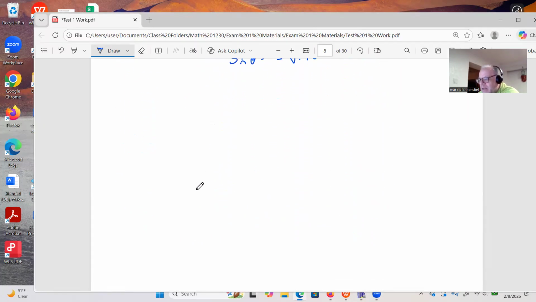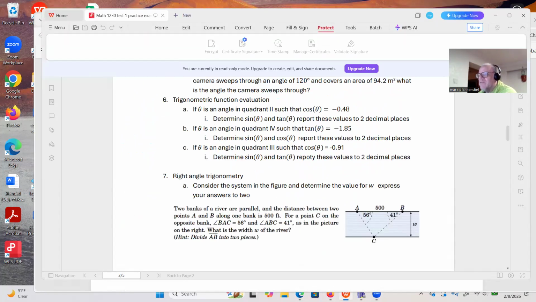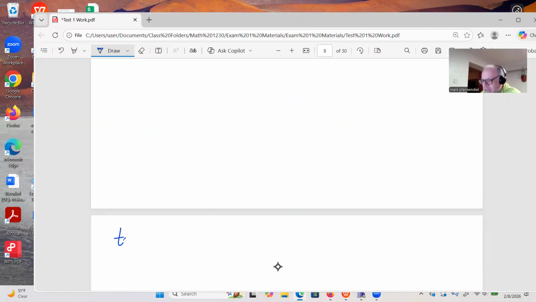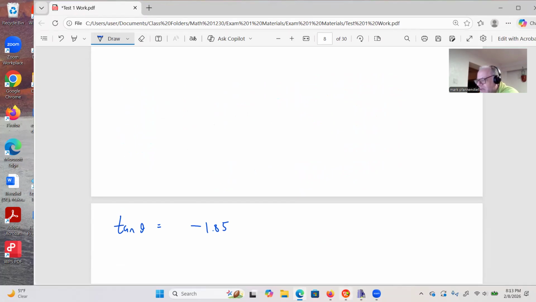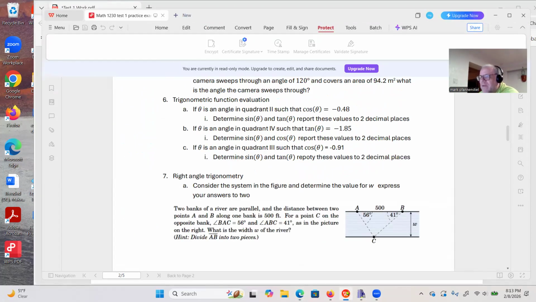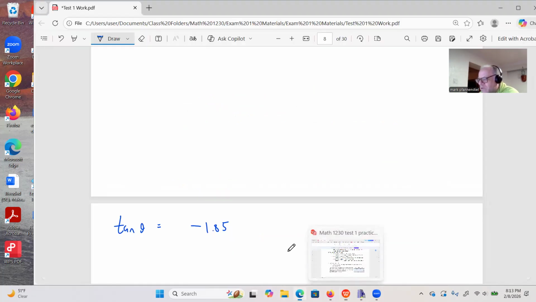All right. Now we're going to go on to the next one. So we have the tangent of theta is equal to negative 1.85, and we know that this is in quadrant four. So that's another thing to know: theta is in quadrant four.